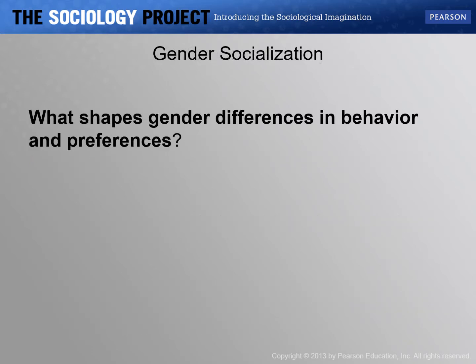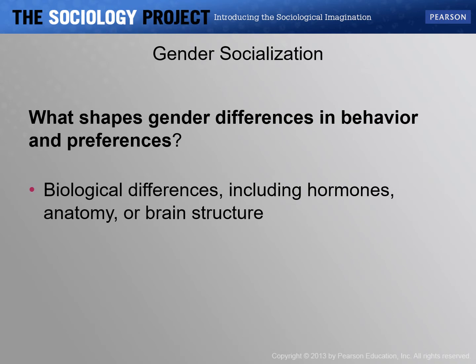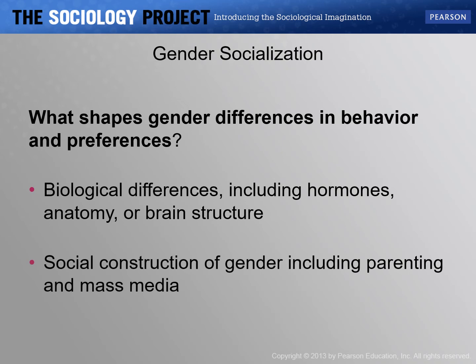And this gets back to the topic of gender socialization. What shapes gender differences in behavior and preferences? Some of them are biological differences, including hormones, genetics, male and female primary and secondary anatomy, and brain structures. Some of it is a social construction of gender, including how people parent, something as simple as the mass media, how they appeal to children. Even something as simple as the colors that you paint the nursery can be a construction of gender, with, of course, boys having a blue bedroom and girls having a pink bedroom.